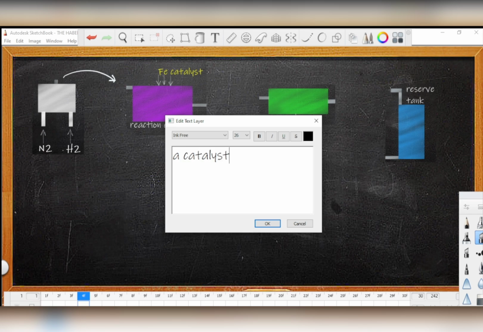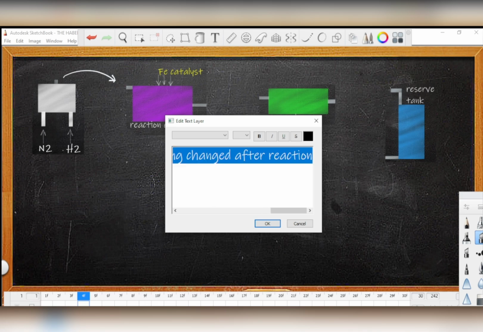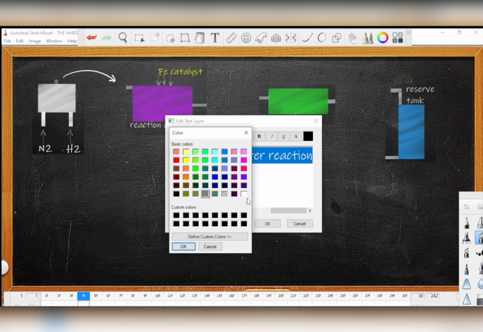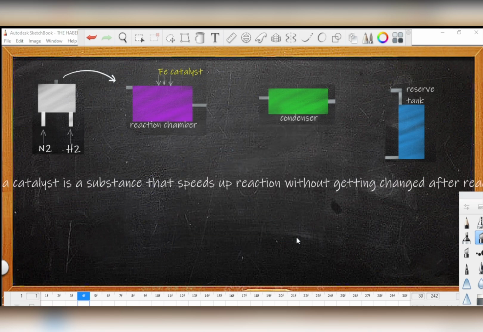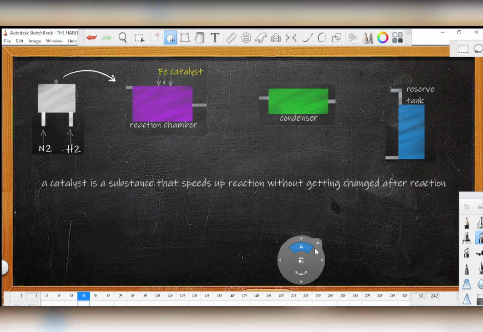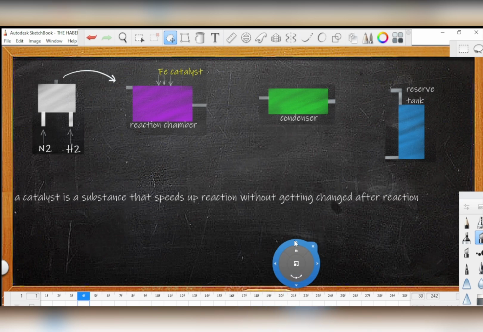We say a catalyst is a substance that speeds up a reaction without getting changed after the reaction. That's what a catalyst is. I believe we already know that, so I'm not saying anything new. So the catalyst in this reaction is iron catalyst.